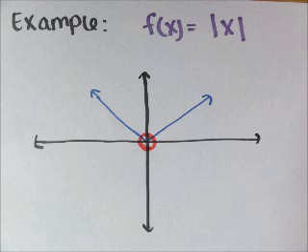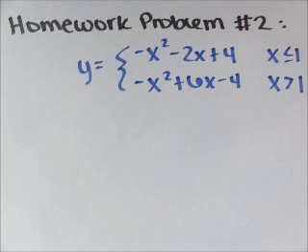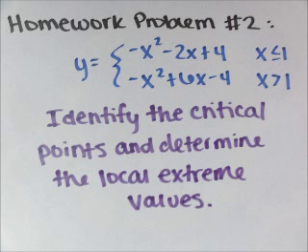Now that you understand both critical points and extreme values, I'll have you try another homework problem. Suppose you were given the piecewise function, y equals -x squared minus 2x plus 4, x is less than or equal to 1, and y equals -x squared plus 6x minus 4, where x is greater than 1. Identify the critical points and determine the local extreme values.